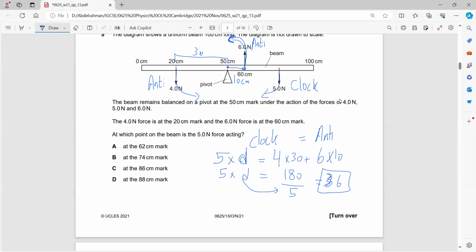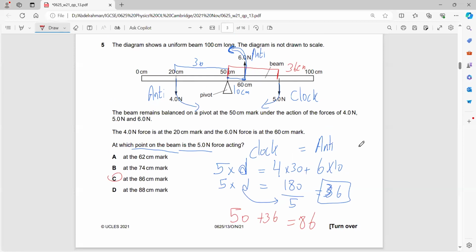What should you do? At which point on the beam is the 5 Newton force acting? Okay, let me use another color. It is now acting at a distance of 36 centimeters. From which point? From the 50 centimeter mark. From the 50 centimeter mark, you added 36. So basically 50 plus 36 would be 86 centimeters. Okay, 36 centimeters from the pivot, and you just added 50 plus 36, which would be 86 centimeters.